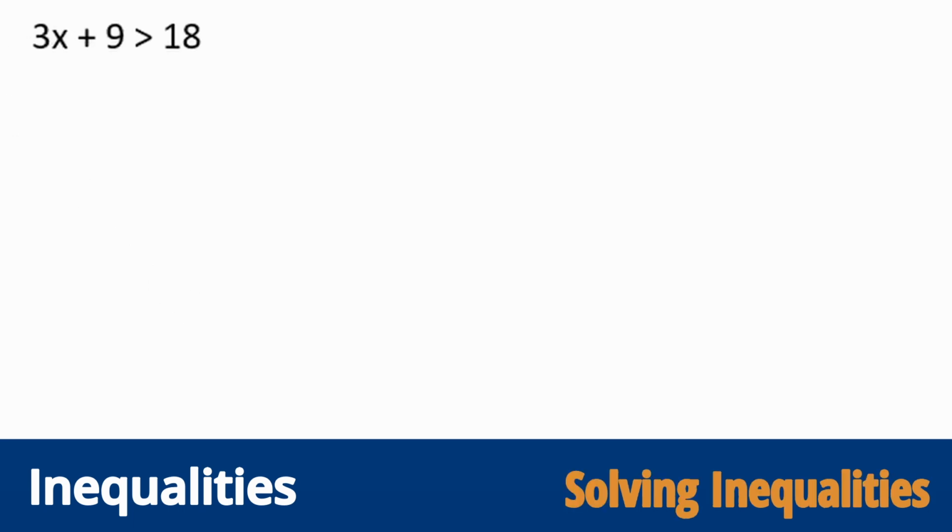Here we have a problem. 3x plus 9 is greater than 18. So how do we solve this inequality? Well, we can start by simplifying. So we can actually subtract 9 from both sides, and we'll get 3x is greater than 9. So 3x is greater than 9, and now we can divide both sides by 3 to get the x by itself, and that will give us x is greater than 3. And now that we have x is greater than 3, we know that x could be anything from 3.00000001 all the way up to infinity.